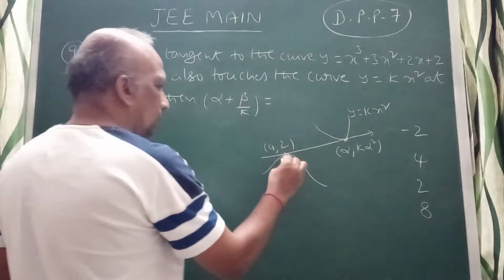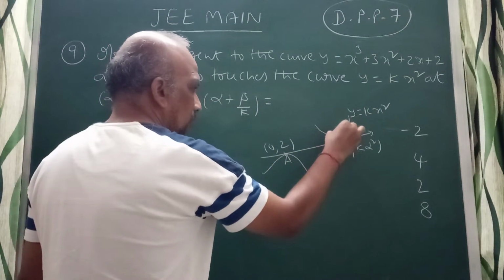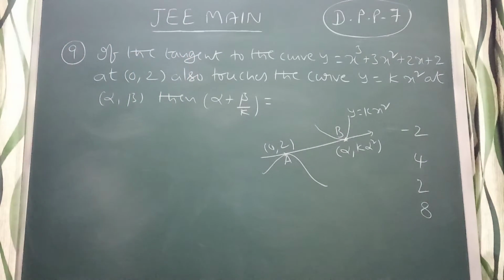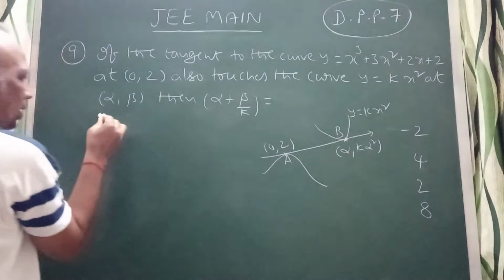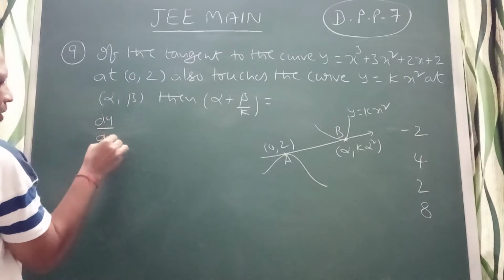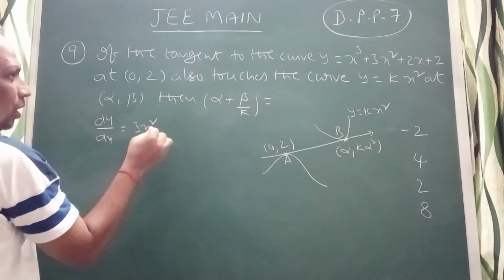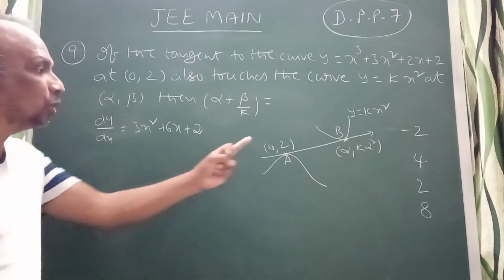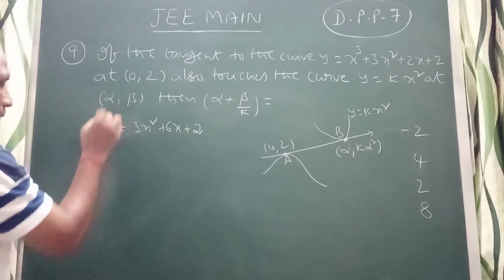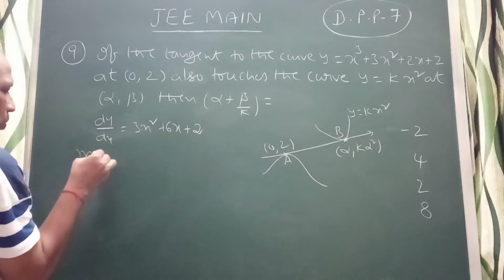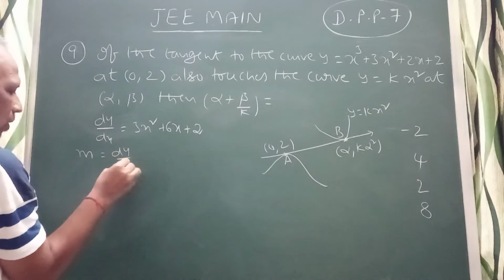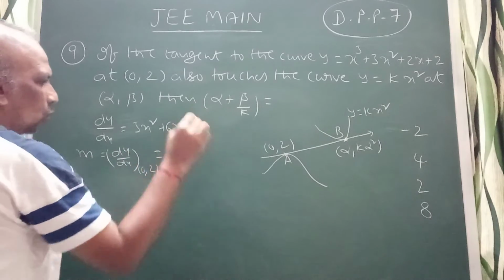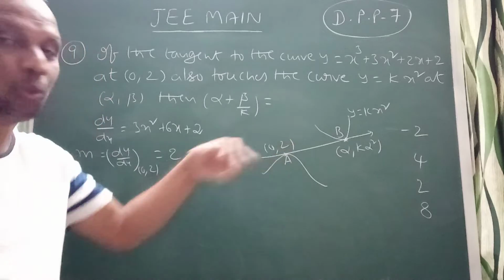You take this point as A, this point as B. Consider the points A, B. Now when you take the derivative of this, what is dy by dx? It comes 3x square, you will get 6x plus 2. At the point A, 0 comma 2, the slope dy by dx at A will be 2 only, right? The slope is equal to 2.